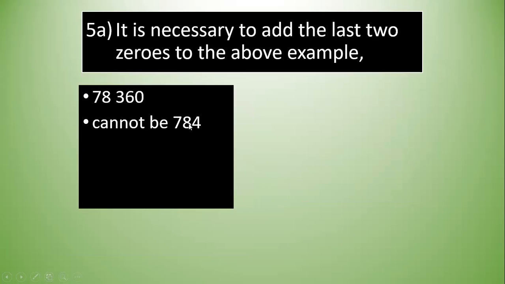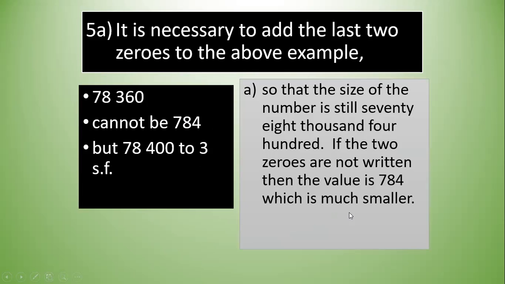We cannot write this one as 784 because in terms of magnitude, it is too small. This is 78,300, 78,360. So if 3 significant figures, you have to write a 0 in. 4 and then put a 0 in. The size is the same. We cannot change it. We cannot make it smaller.